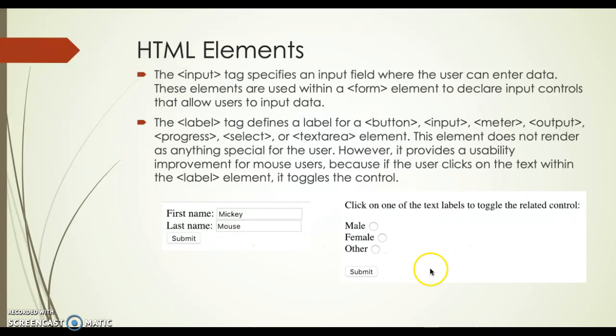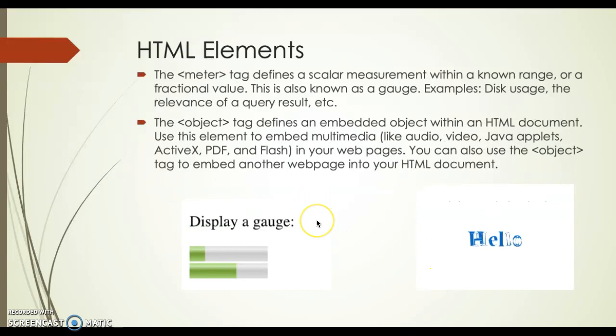Here we have the label tag that defines a label for a button, an input, a meter, an output, a progress, select, or textarea element. This element does not render as anything special for the user. However, it provides a usability improvement for mouse users because if the user clicks the text within the label element, it toggles the control. The meter tag defines a scalar measurement within a known range or a fractional value. This is also called a gauge.